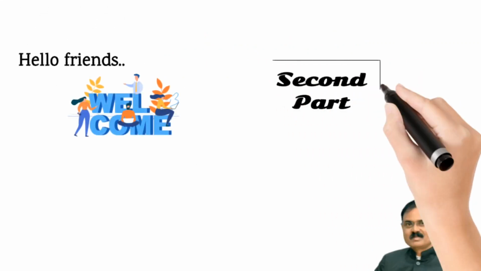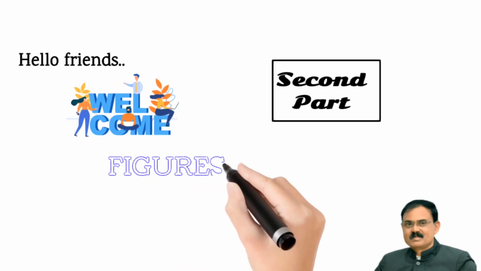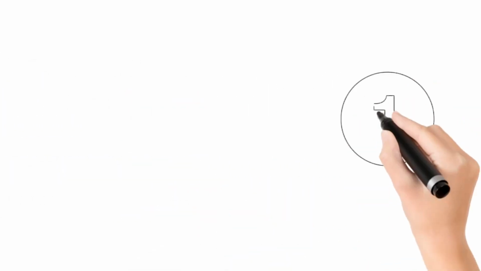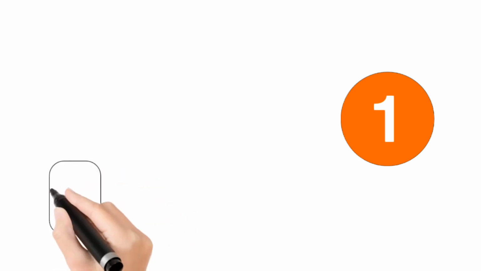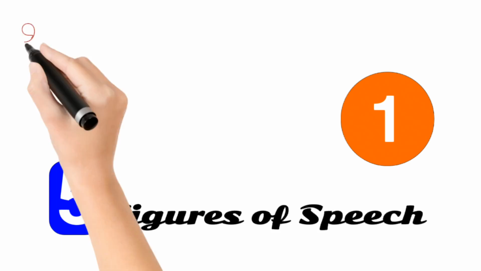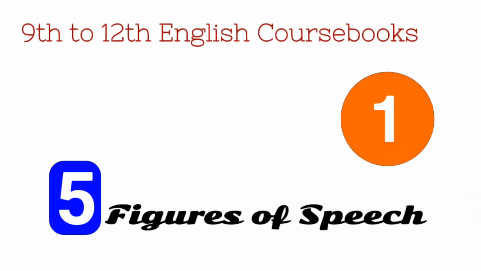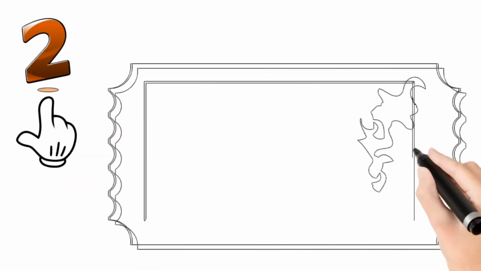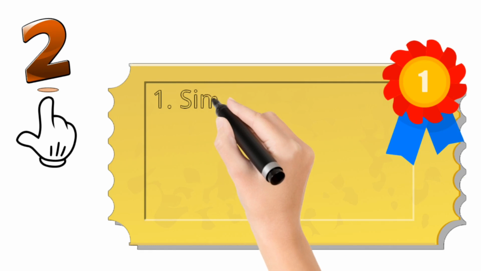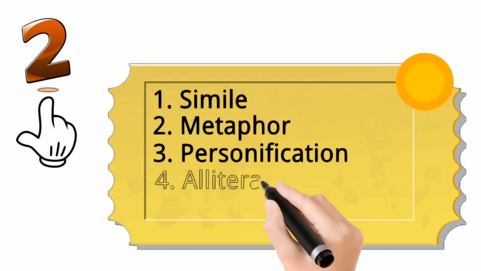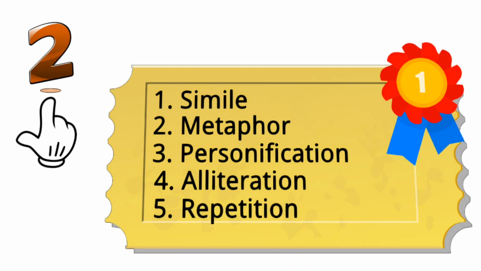Welcome to this second part of the video based on the figures of speech in English. Friends, in the first part, we have discussed 5 types of figures of speech that are commonly used in 9th to 12th English course books. Before we start the second part, let's see which figures of speech we discussed in part 1. Simile, metaphor, personification, alliteration and repetition.